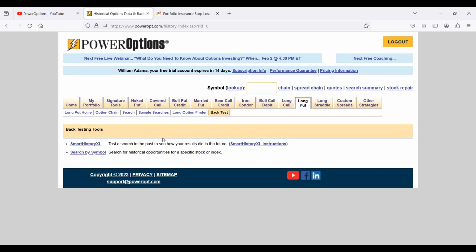So this is a trial account that we use for our webinars, and during the trial you have about 3 months of access to the historical tools: the historical search by symbol, looking up positions by strategy, one stock at a time, or the SmartHistoryXL, which works the same way as the search that we just saw, but it scans across the universe of options to find positions that match your criteria on a date back in time that you select. Of course, you also have 3 months of data to the historical option chain. Those are the 3 main historical tools that we have on PowerOptions.